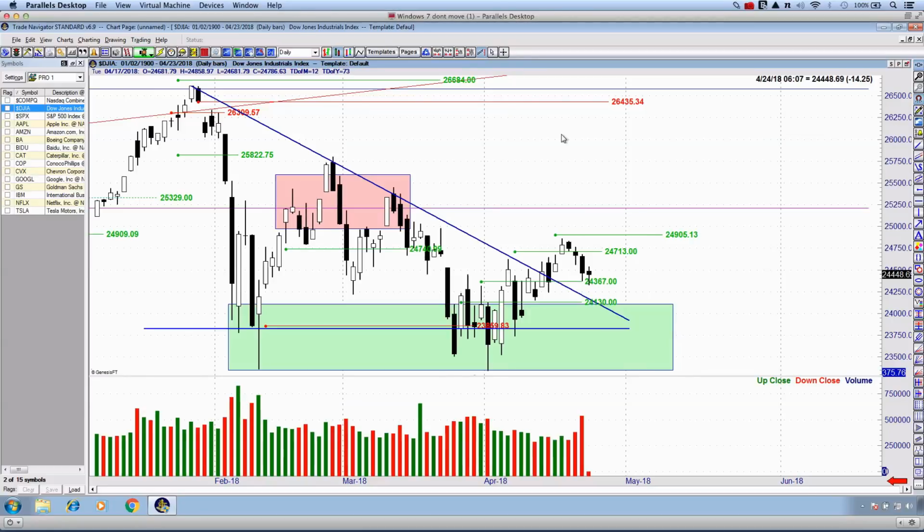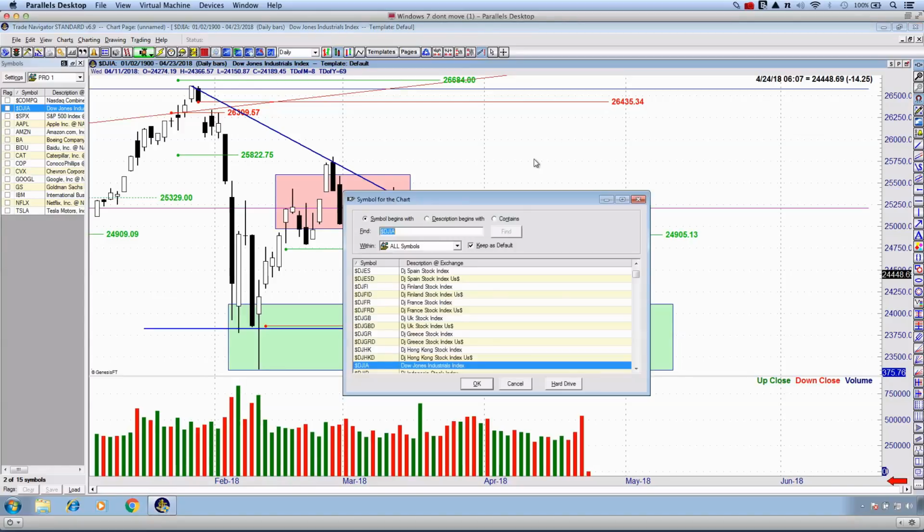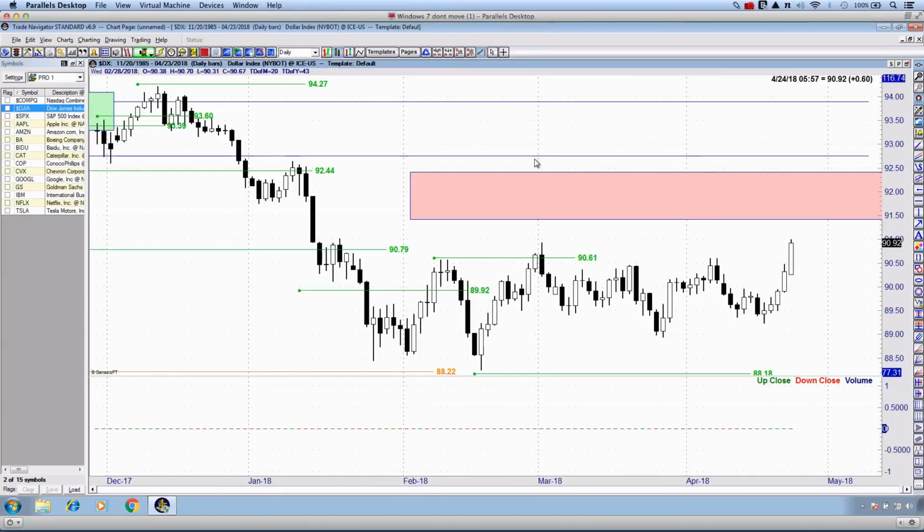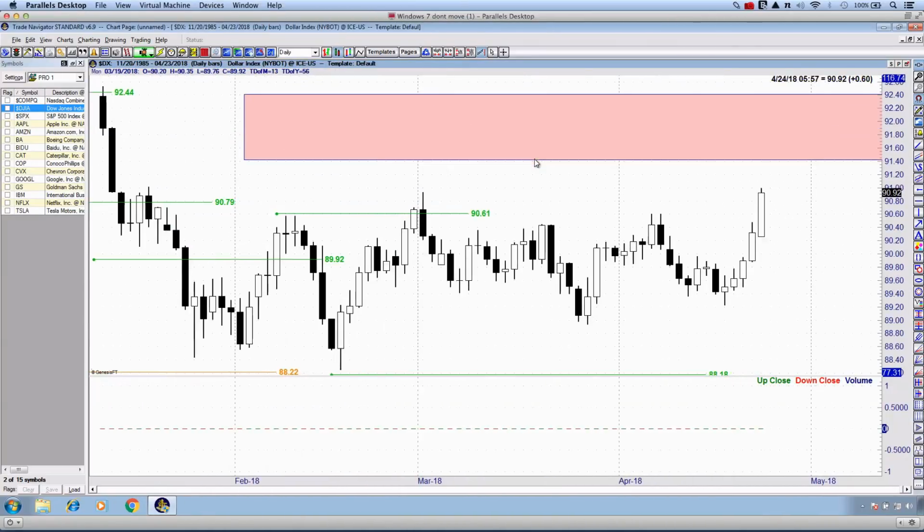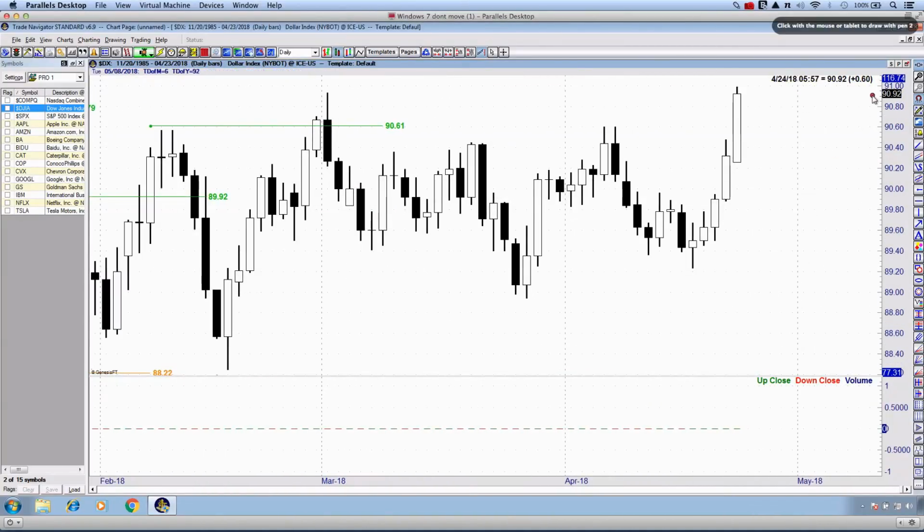Before I move into the market indices themselves, let me first begin with the US dollar. It is something that we haven't spoken about in quite some time. However, we have seen quite a definitive move as at the close on Monday. You can see for yourself in the top right hand corner of my screen, the US dollar index closed up 60 cents.